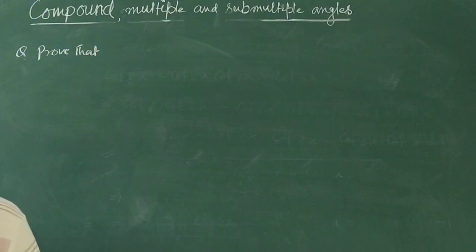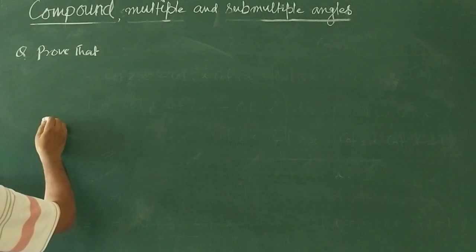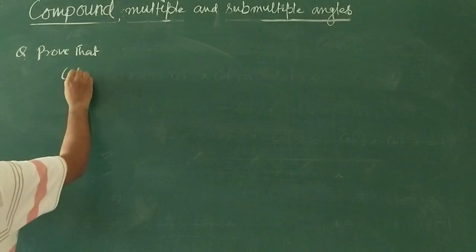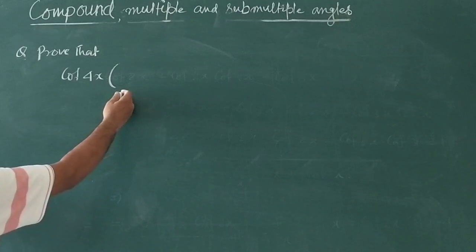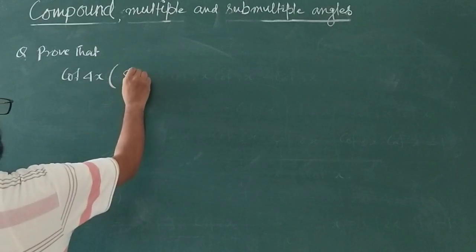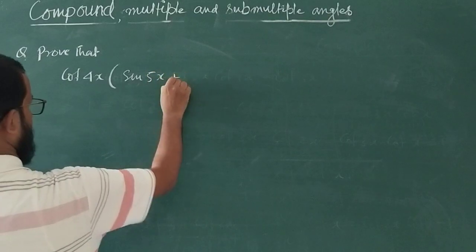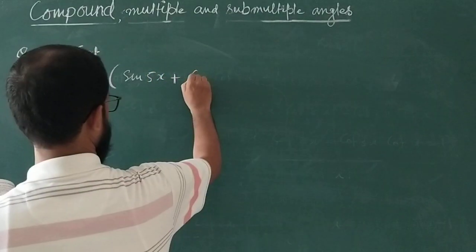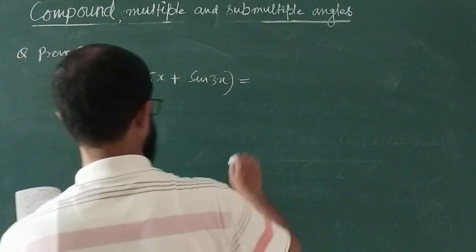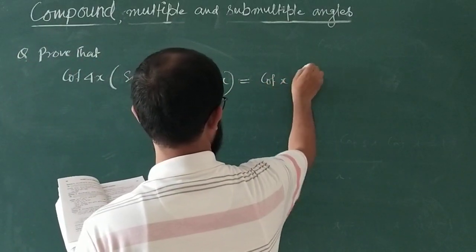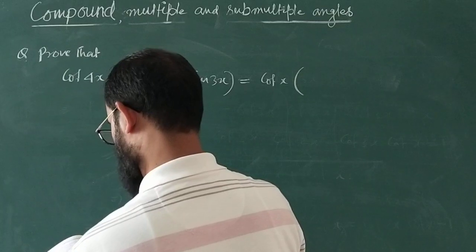Prove that cot 4x into (sin 5x plus sin 3x) is equal to cot x into (sin 5x minus sin 3x).